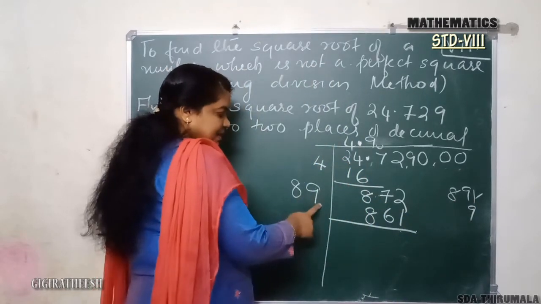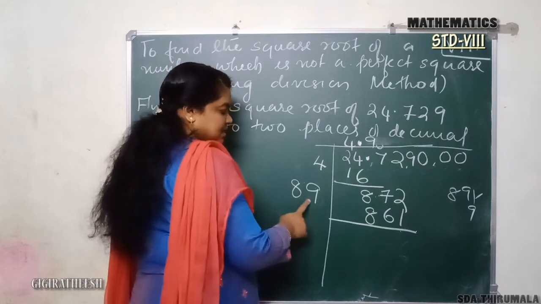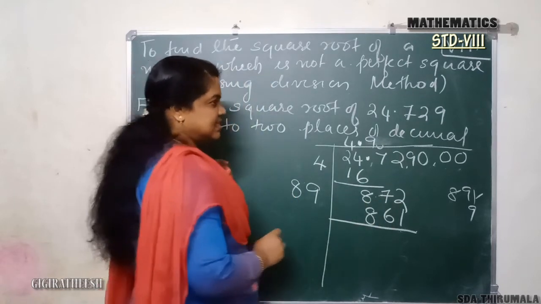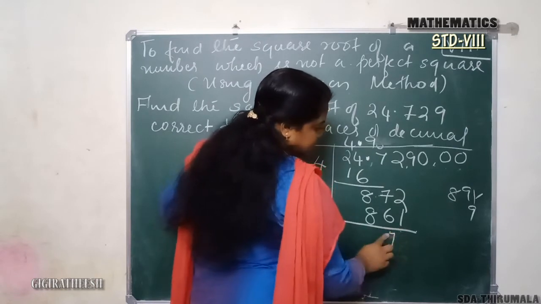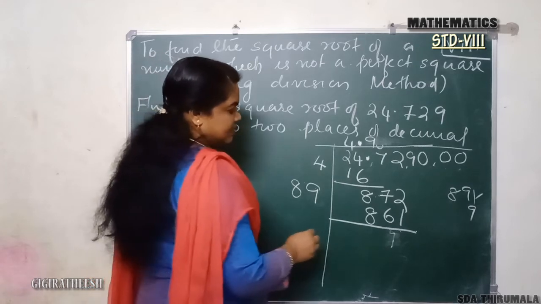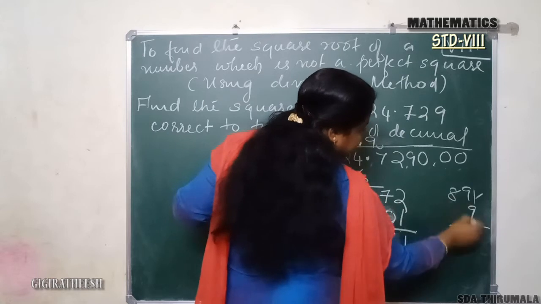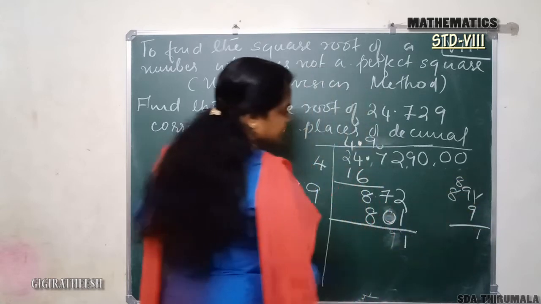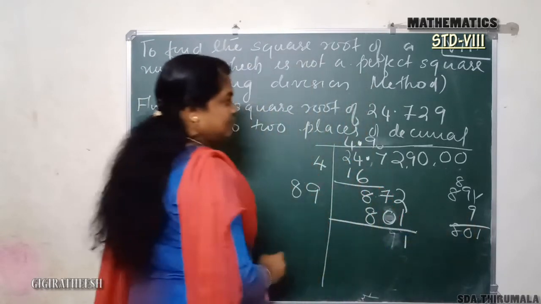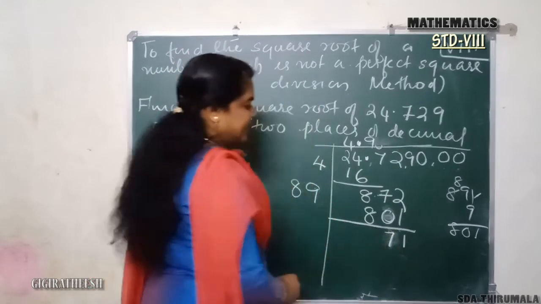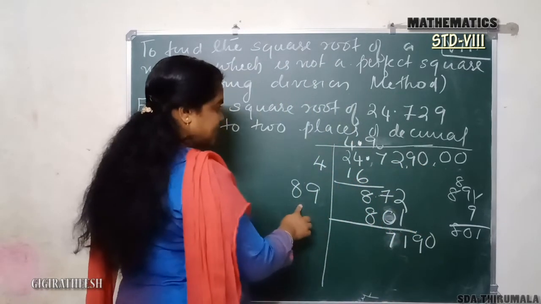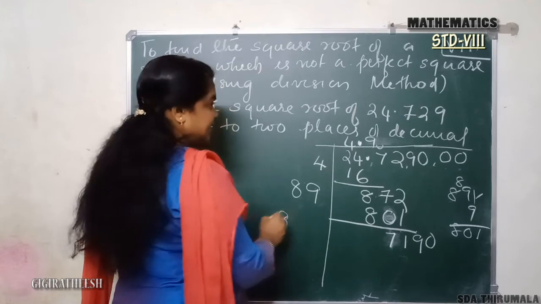You can choose any number that is multiplied. Inside this we have 872, subtract 801, and 71 is the balance. Then put down the 90 here.